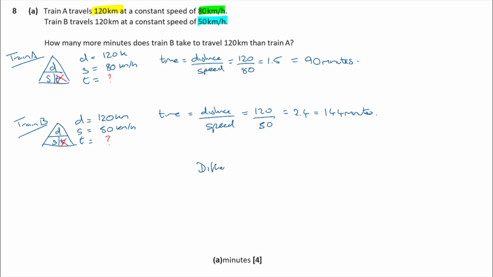Difference is going to be 144 minus 90. Just get into the habit of writing down anything that you type into your calculator. It's good practice. If you make a mistake with your calculator, you're still going to get the marks for method. So difference is 54 minutes, and that's my answer then, isn't it?